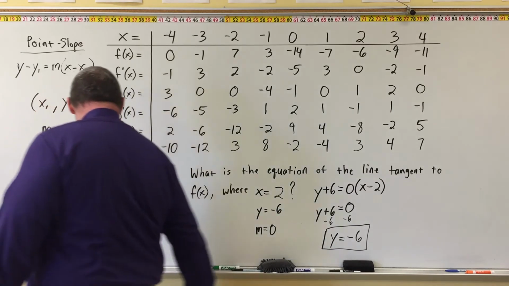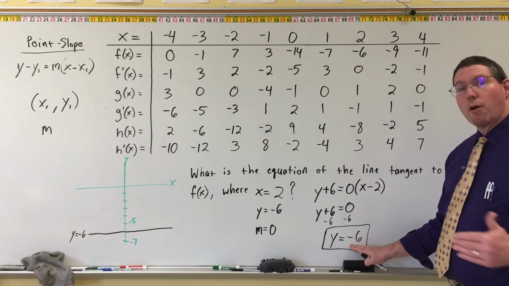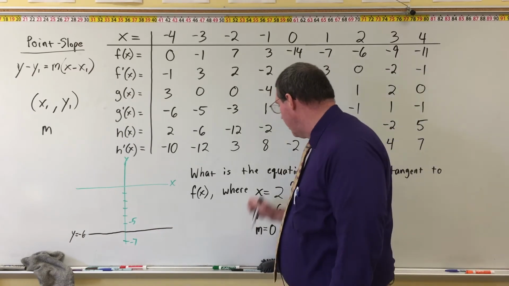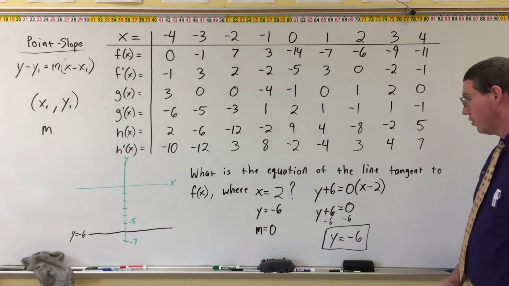So anytime you see y is equal to just a number, that is a horizontal line, and it's called a horizontal tangent line if you know that it is a line tangent to the graph of a function, okay?